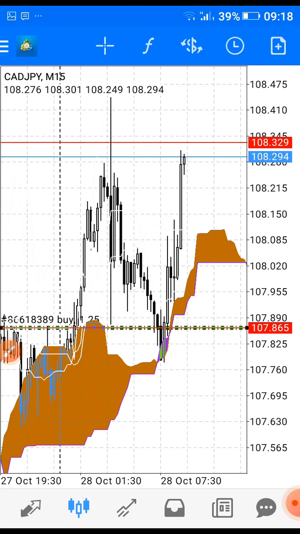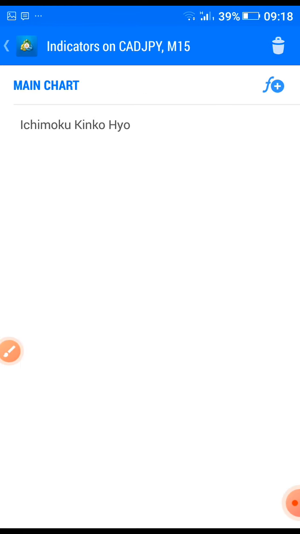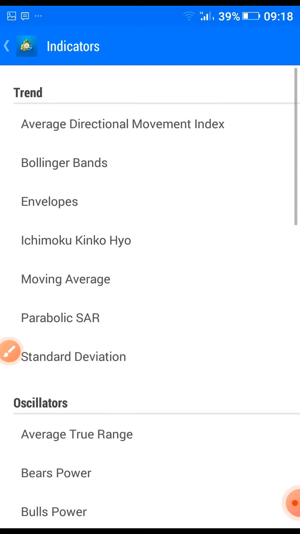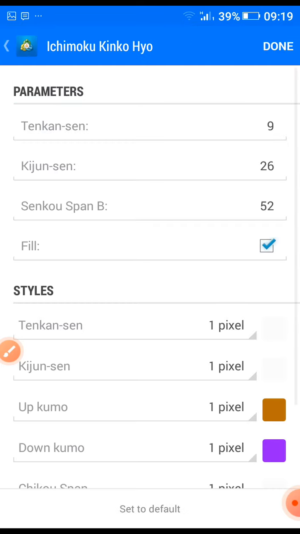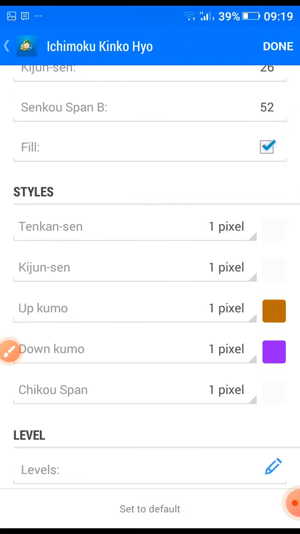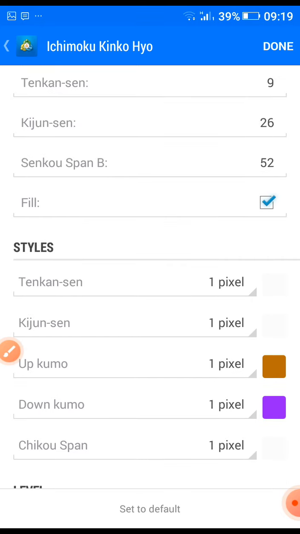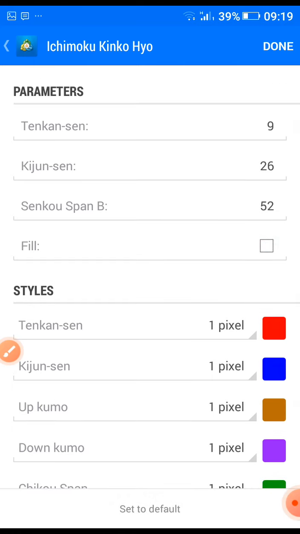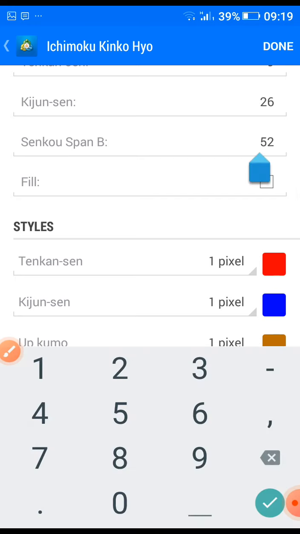First of all, I would love to show you my Ichimoku settings. On your main chart, you search for Ichimoku and add it to your indicators. Let me put it to default. If you add the Ichimoku, this is how it's going to look, but then we will make some adjustments. We will fill it, so you click on this fill box, so it should be filled.